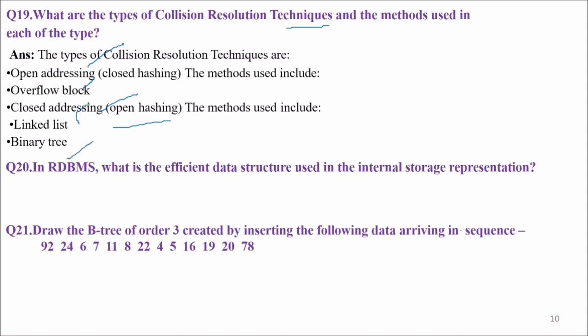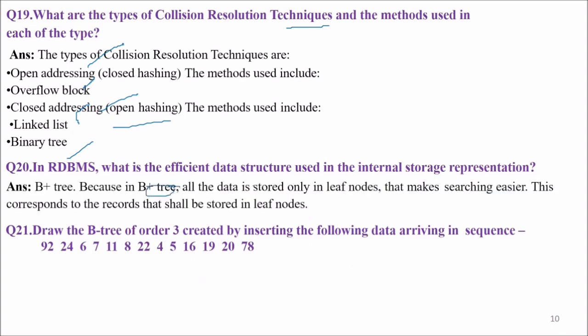In RDBMS, what is the efficient data structure used in internal storage representation? B plus tree. Because in a B plus tree, all the data are stored only in the leaf nodes. There is no data stored in the intermediate tree nodes. Only in the leaf nodes is the data stored. So it makes searching quite easier. So this corresponds to the records that shall be stored in the leaf nodes.